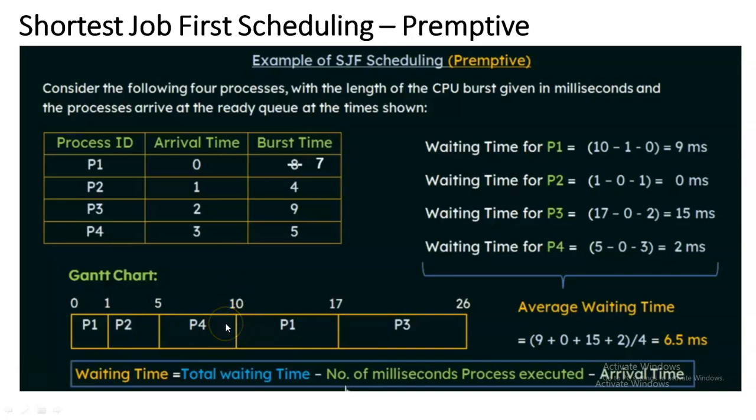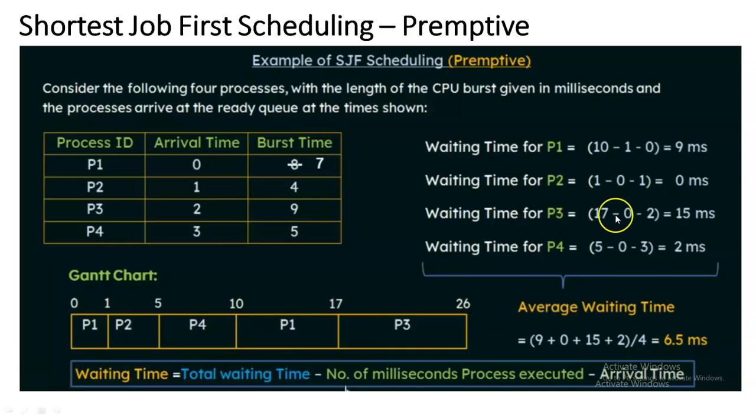So next to P4, we have two processes, P1 and P3. Comparing P1 and P3, P1 is the shortest one, with burst time 7. So it will be served next. At time 10, P1 begins and the completion time is 10 plus 7, that is 17. So finally we are left with P3. P3 will be served next. 17 plus the burst time of P3, which is 9, so the completion time will be 26. So this is how you will draw the Gantt chart for preemptive SJF scheduling.